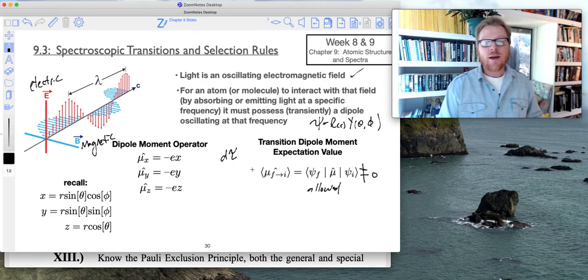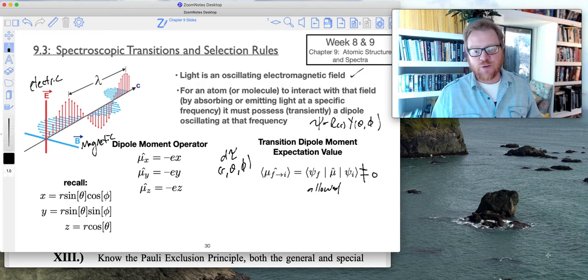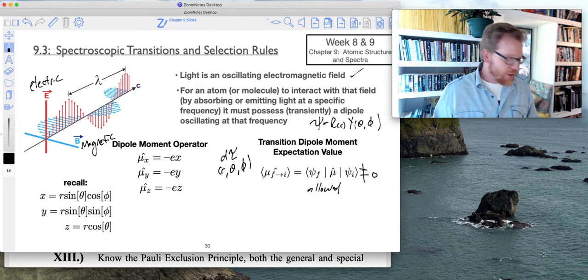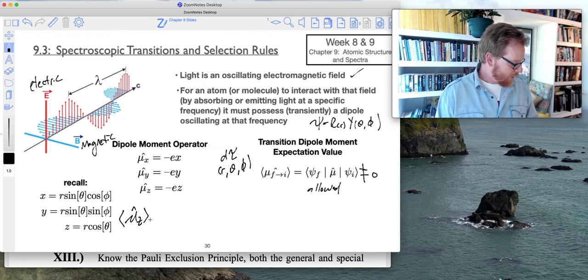And what I'll remind you, because our d tau is dependent on r, theta, and phi, when we use these operators right here, we have to substitute their polar spherical coordinate transformation. All right. So for example, suppose I wanted to evaluate the mu z operator from, let's say, 2pz.